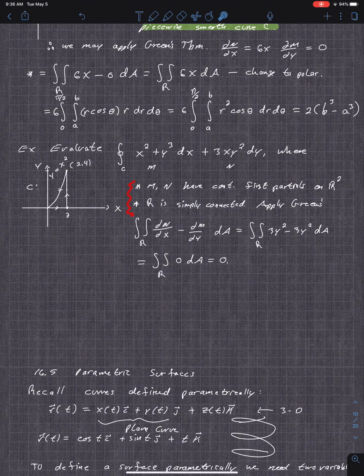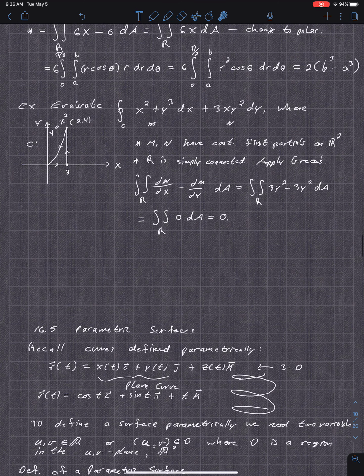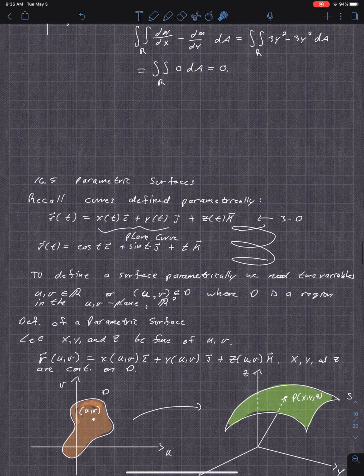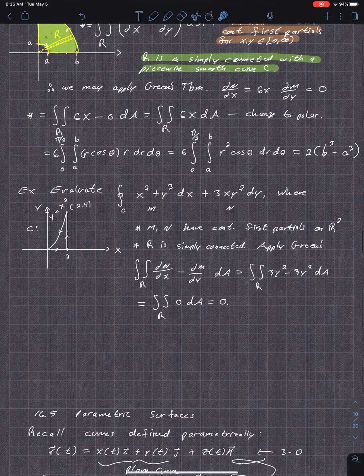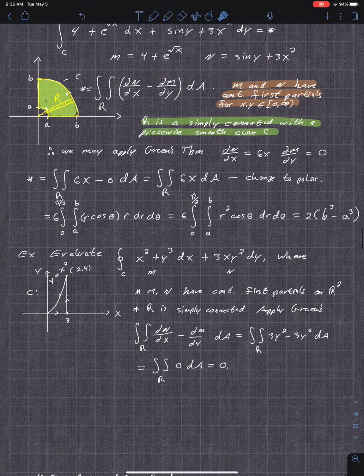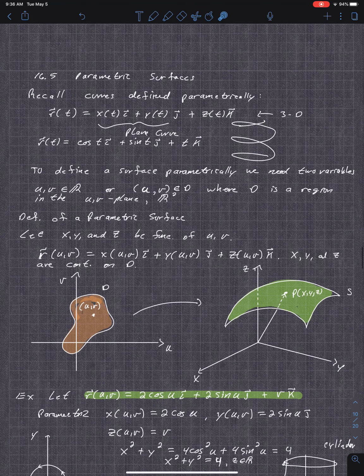So you have to establish the hypothesis, and then you can apply Green's theorem. In this case, when you do those partials, you get 0. So what would that tell you about the vector field then? Well, if these partials, the difference is 0, then the vector field in question is conservative. Okay, so that's related. So that's Green's theorem. Pretty straightforward theorem. Good question.